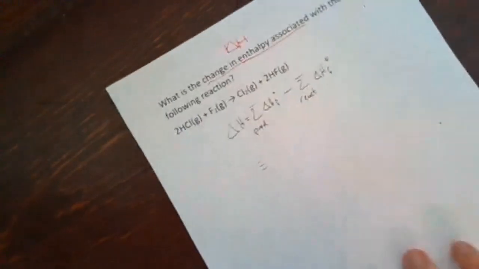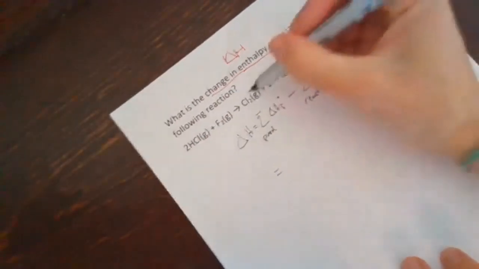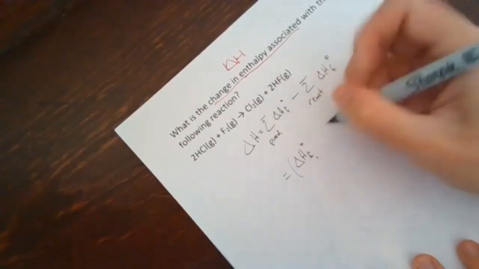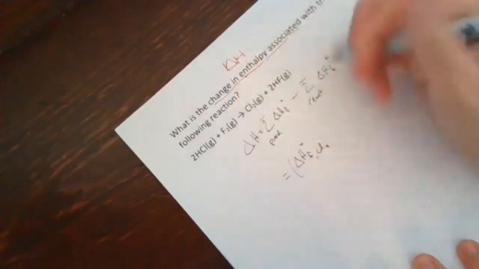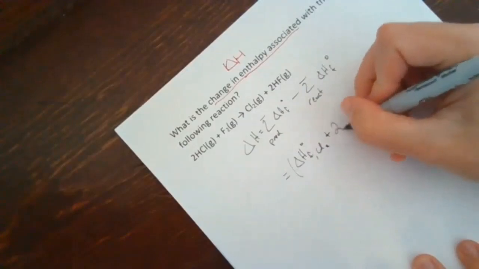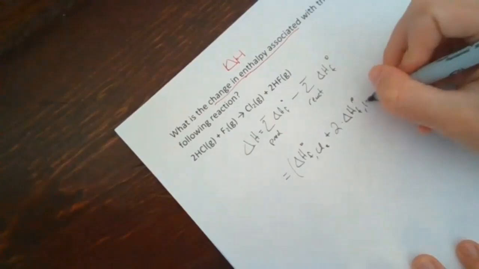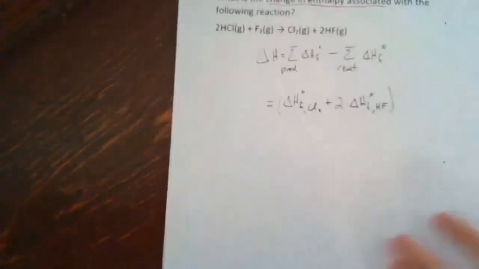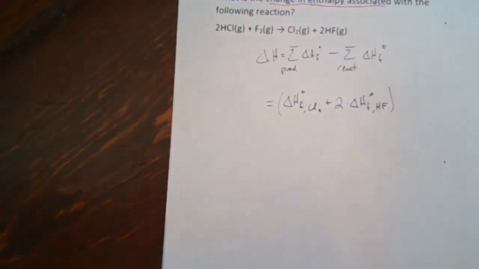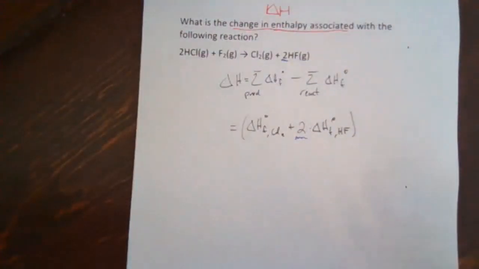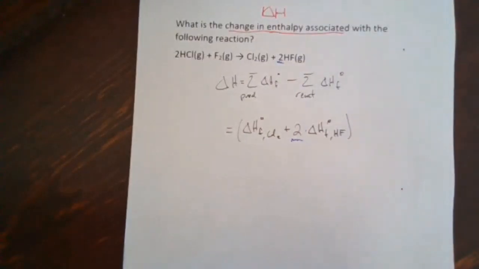Okay, so let's take a look at what that looks like, a sum over products. My products are chlorine and 2HF, so it's going to be delta HF naught of the chlorine plus 2, which comes from that coefficient, times delta HF naught of HF. Different HFs, I want to be careful. So this 2 shows up right there. We keep any coefficients because this delta HF would be for 1 mole, and we're reacting 2 moles.